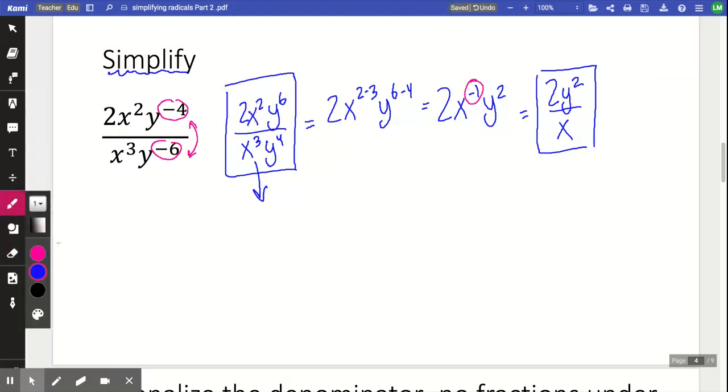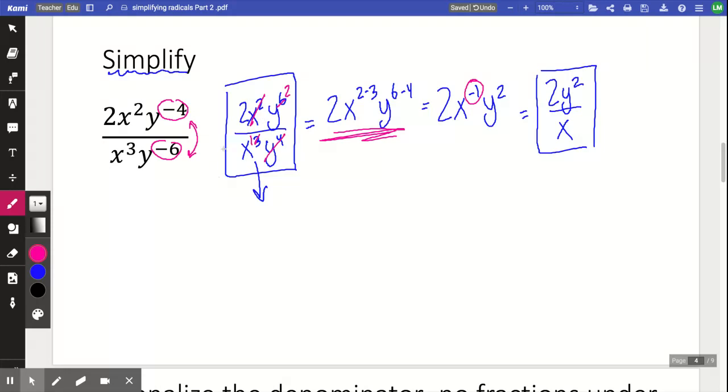We have one more x on the bottom, so this crosses out and this just becomes x to the first. And we have 2 more y's on top, so this just becomes y squared. So we'd get the same thing. That's one way to use these properties, or just kind of seeing, hey, where do we have more y's? How many more do we have?